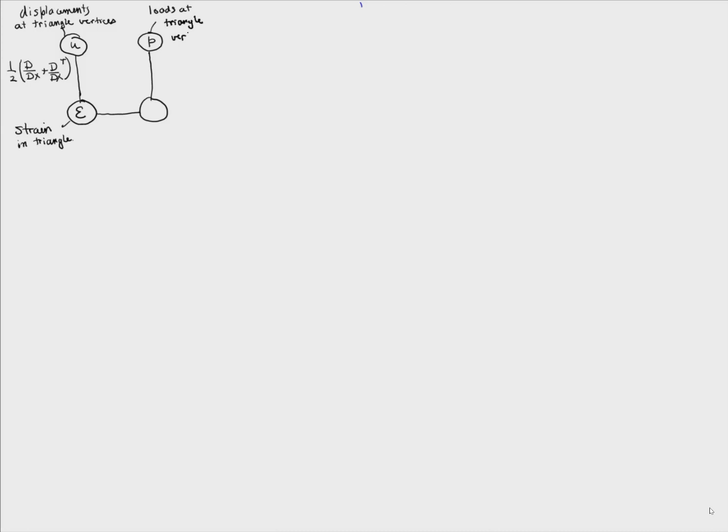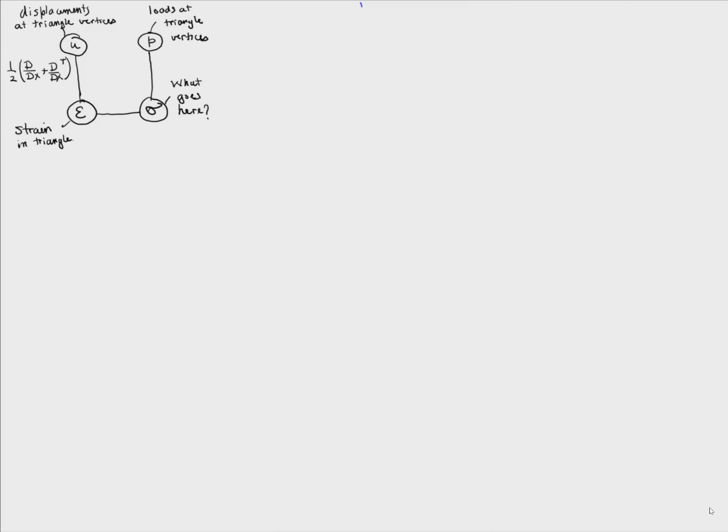Let's now get back to the missing piece of our triangle Tonti diagram. So we've got the displacements at the triangle vertices, the strain in the triangle, the loads at the triangle vertices. The question is what goes in this circle down here?